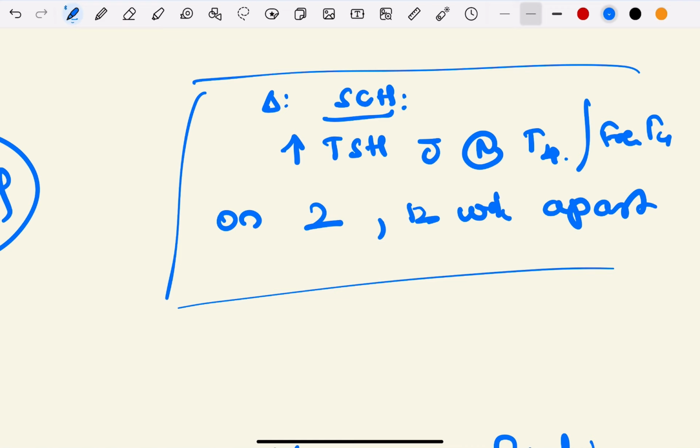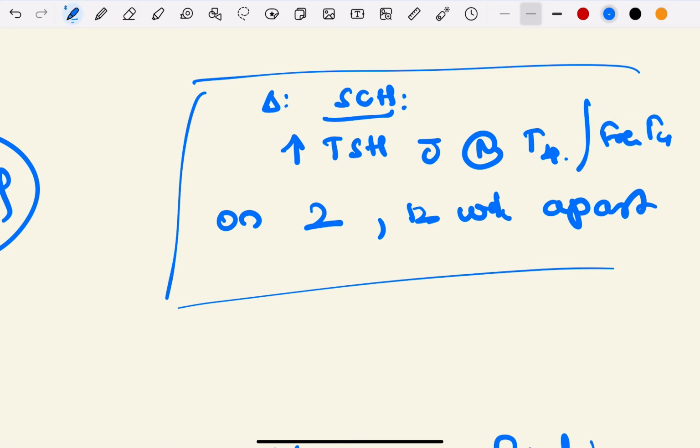TSH values are present. So let me repeat once again because it's worth repeating. Elevated TSH and normal T4 on two different occasions 12 weeks apart. So if a patient comes to your OPD showing one reading of TSH 7, and you ask the patient to repeat the TSH after 3 months, if it is elevated after 3 months also with the normal T4, then you can make a diagnosis of subclinical hypothyroidism.